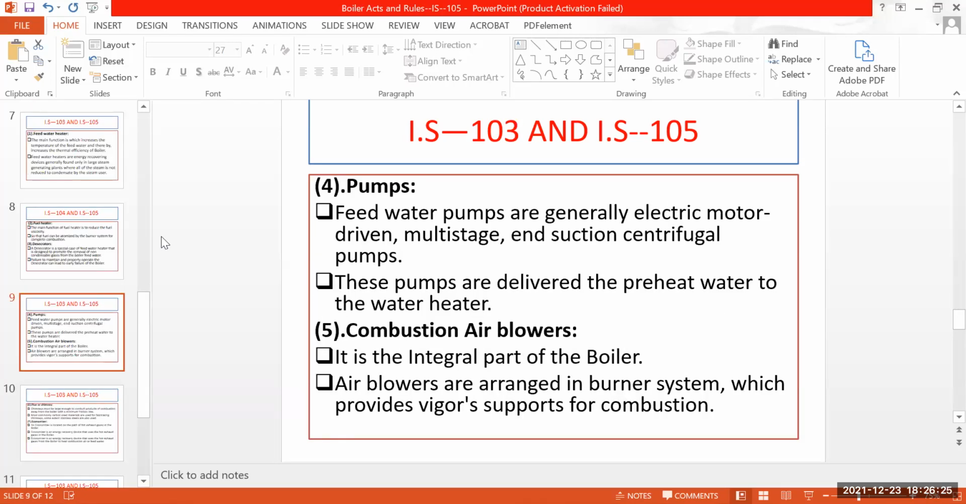These pumps mostly deliver that preheat water to the water heater. And combustion air blowers, it is an integral part of the boiler. That means one of the main parts of the boiler. And these air blowers will be arranged in the burner system, which provides vigorous support for the combustion. Air blowers are arranged in the burner system, and it gives vigorous support for the combustion.